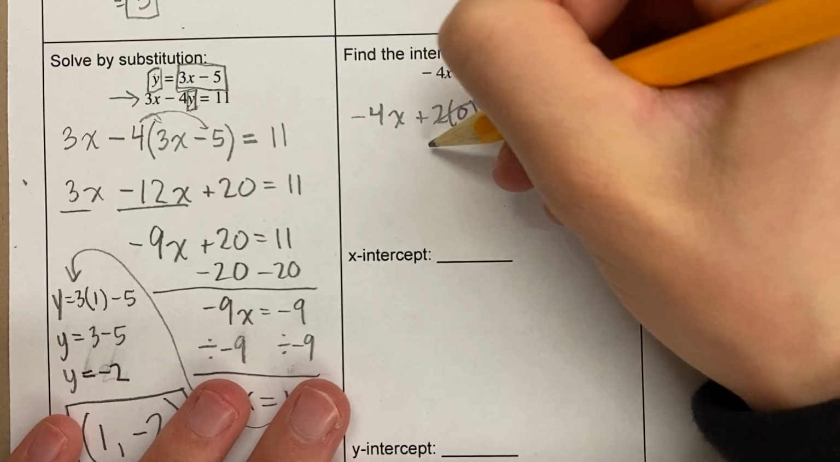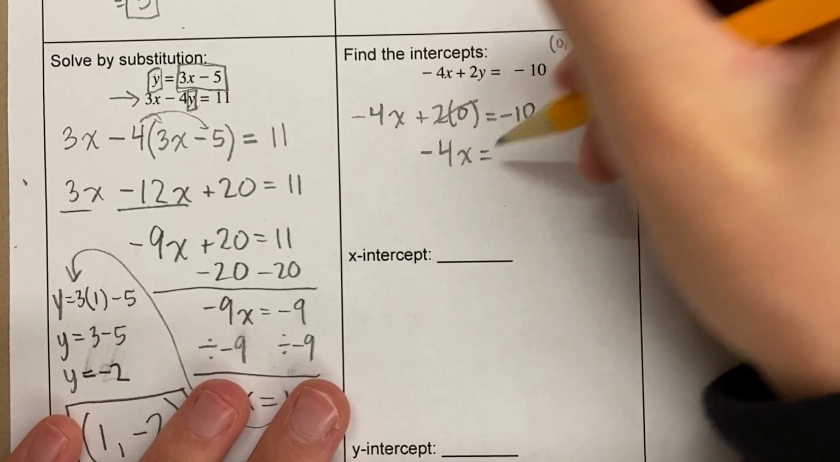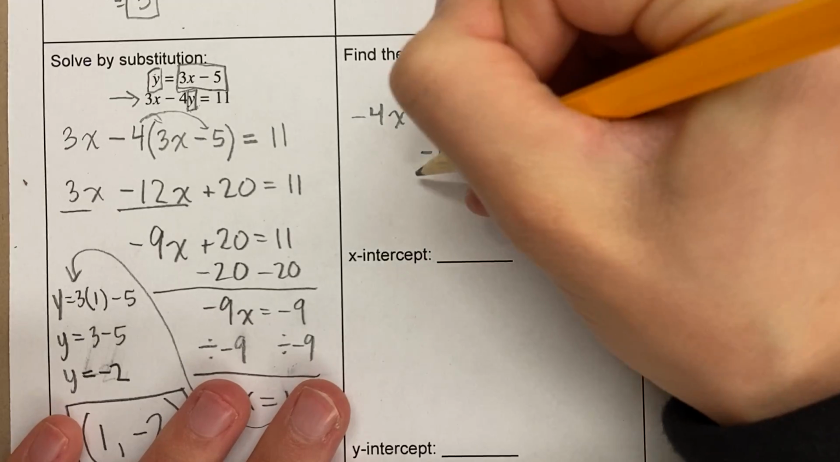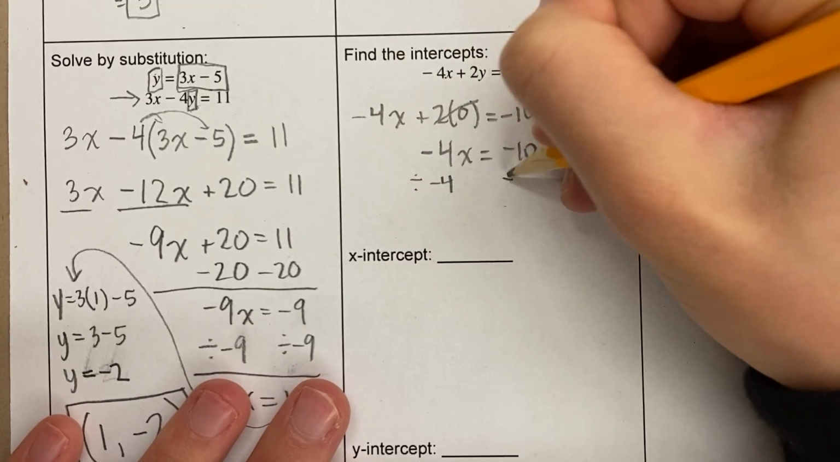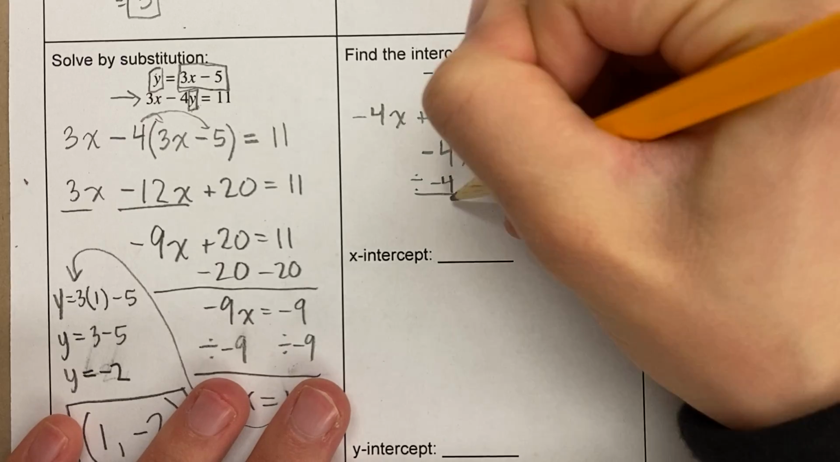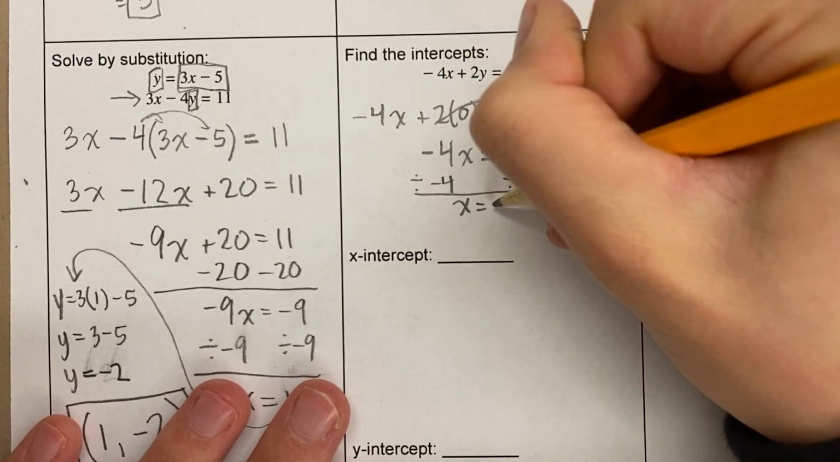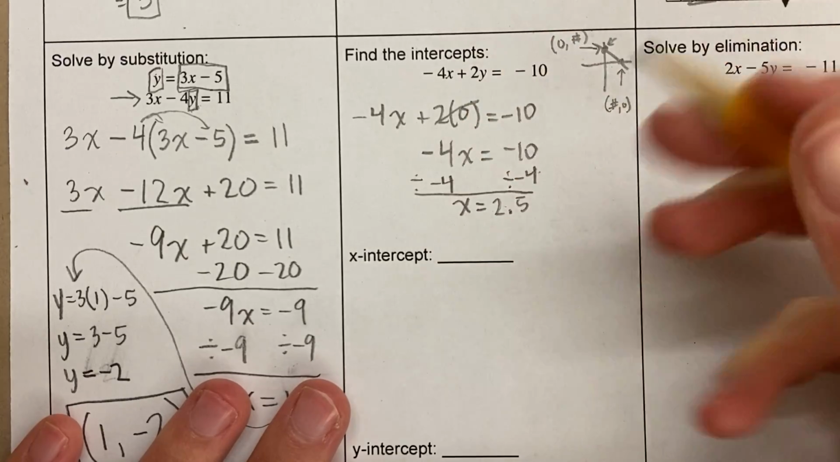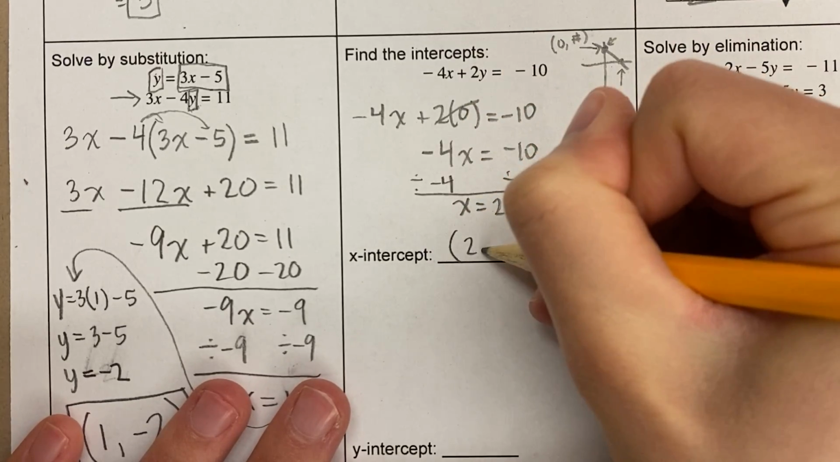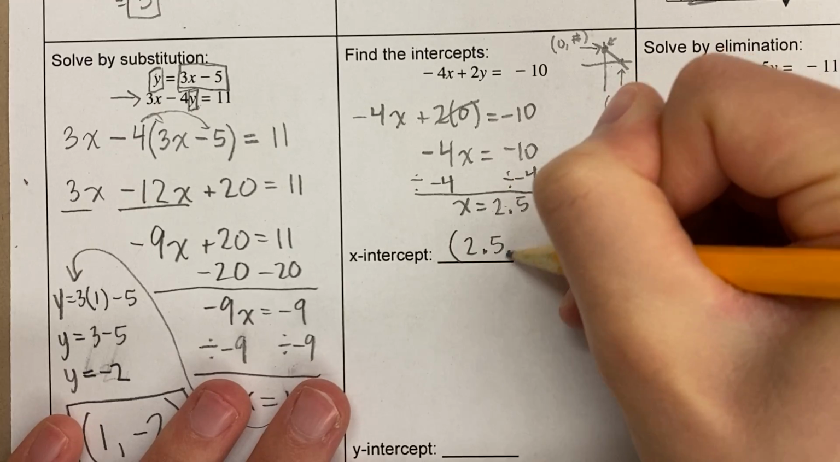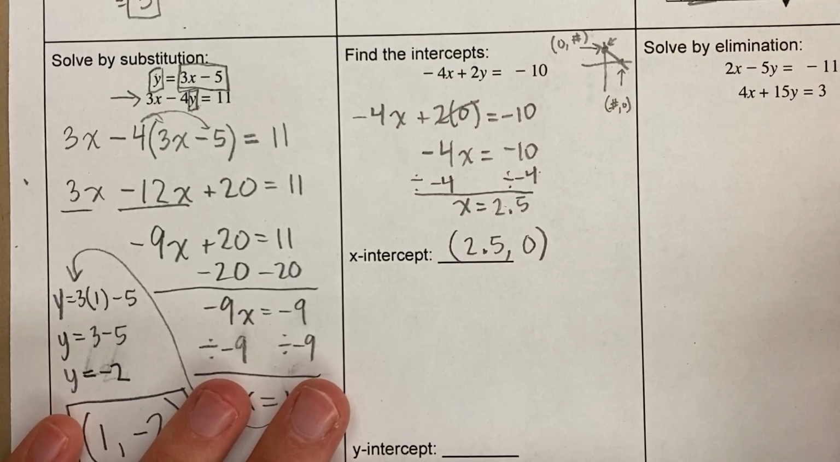2 times 0 is 0. So this just becomes negative 4x equals negative 10. I'm going to divide on both sides by negative 4. X equals negative divided by negative is positive, and 10 divided by 4 is 2.5. So my x-intercept is that x is 2.5 and y is 0.